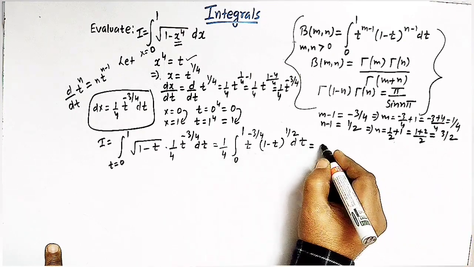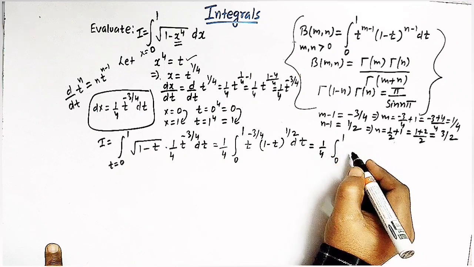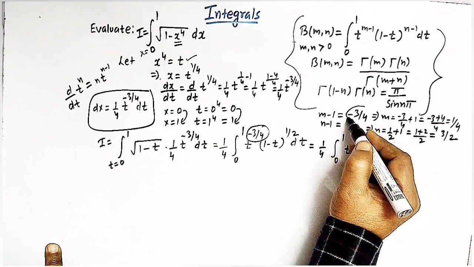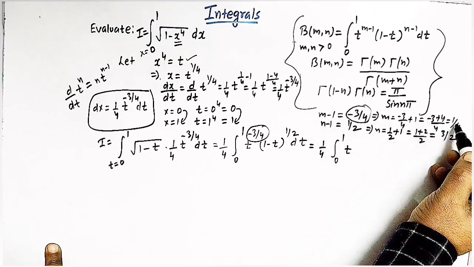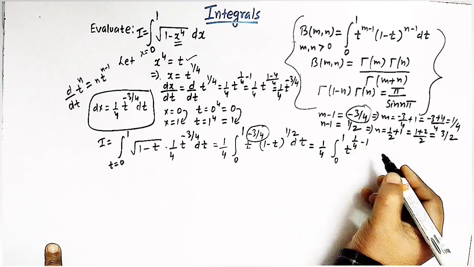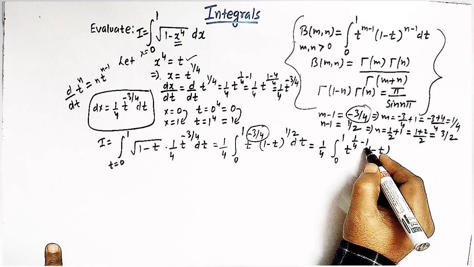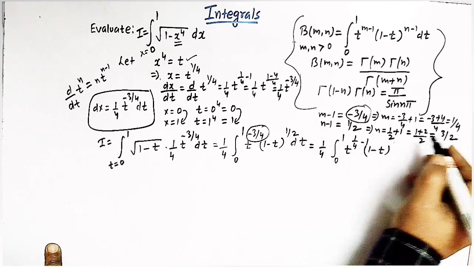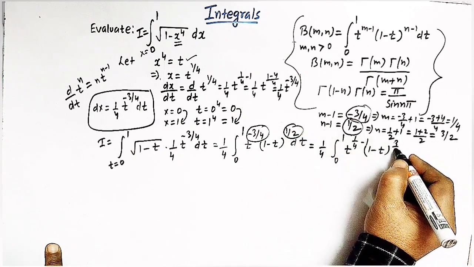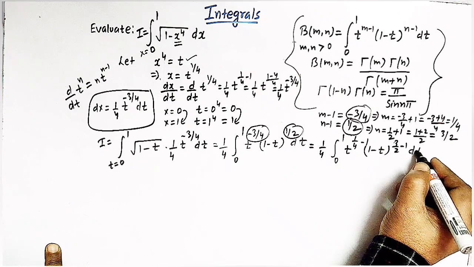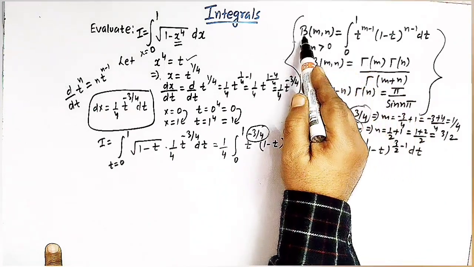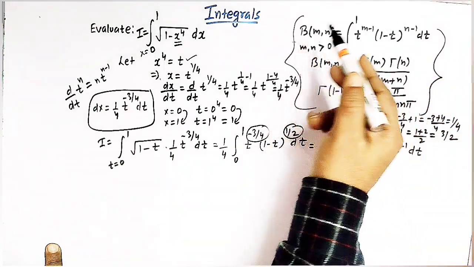So now we can write 1 over 4, then we have 0 to 1, and t raised to minus 3 over 4, and here minus 3 over 4 is m minus 1. M is 1 over 4, so this exponent can be written as 1 by 4 minus 1, and then we have 1 minus t raised to half. So half is n minus 1. So n is 3 by 2, so here we have 3 by 2 minus 1, right? So we have now expressed this integral in the form of the beta function, right?